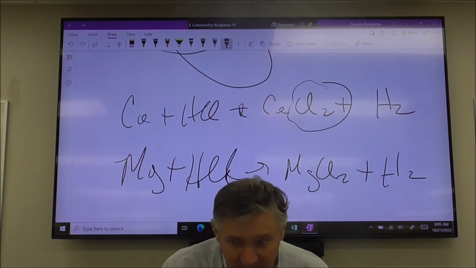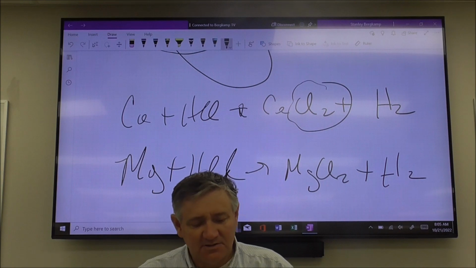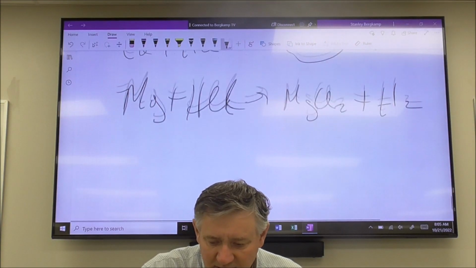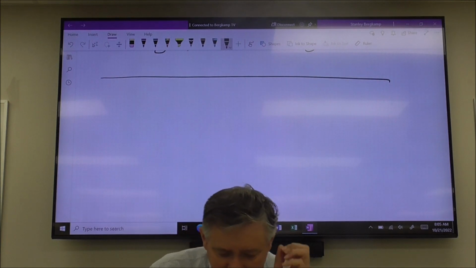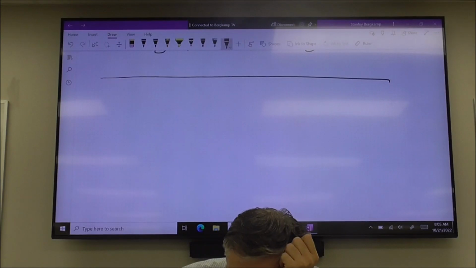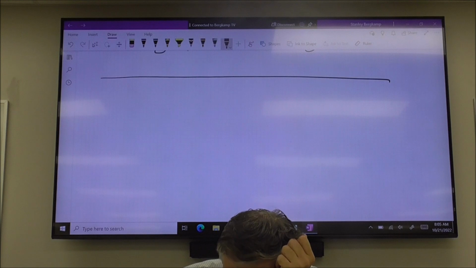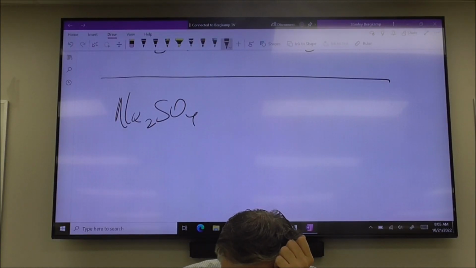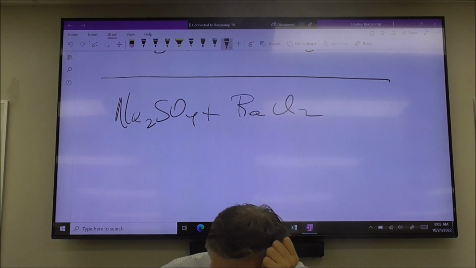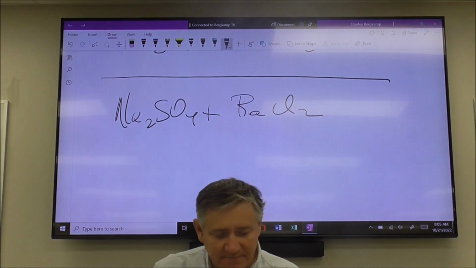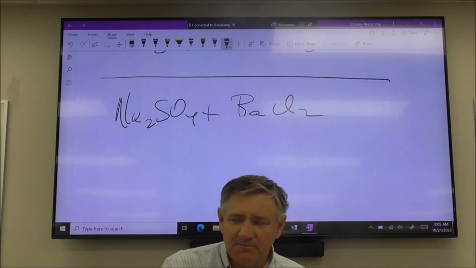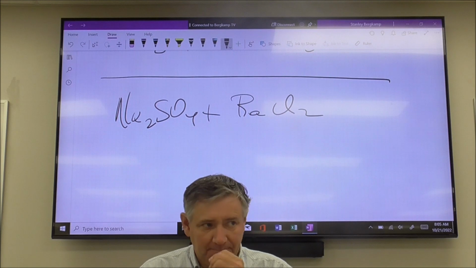Now, what you're going to do today, here's the next part. You're going to do that backside today. So here's what's going to happen. You're going to take, for example, sodium sulfate, and you're going to react that with barium chloride. On your sheet, it's like a mix and match kind of thing. So here's what's going to be important here.